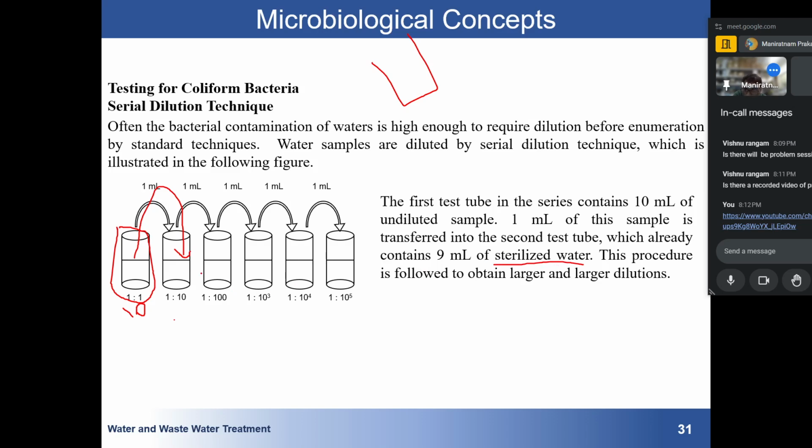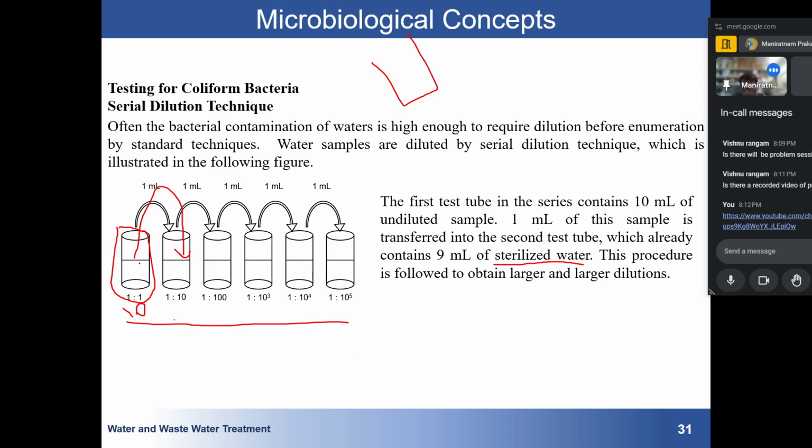So this is systematic: we can do dilution up to 10 to the power 5 times, but this can go even more. So this type of dilution is done. Now what we have to check, we define one term, that is most probable number: what is the probability that this sample contains some kind of indicator bacteria.